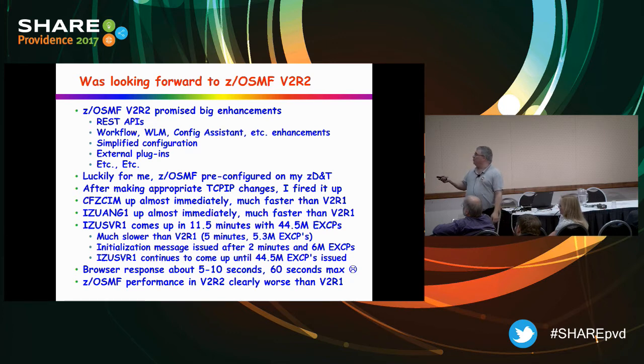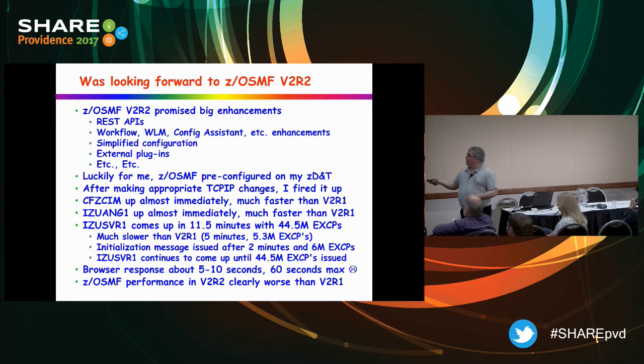So after making appropriate TCP/IP changes, I fired it up. CFZSIM came up immediately, which was great, much better than V2R1. Same thing with the Angel, both came up really fast. But then we got to SVR1. It came up in 11.5 minutes and had 44.5 million EXCPs. V2R1 came up in 5 minutes with 5.3 million EXCPs.